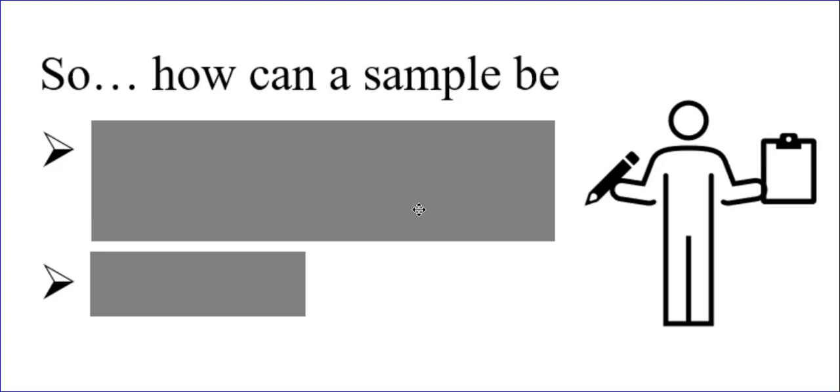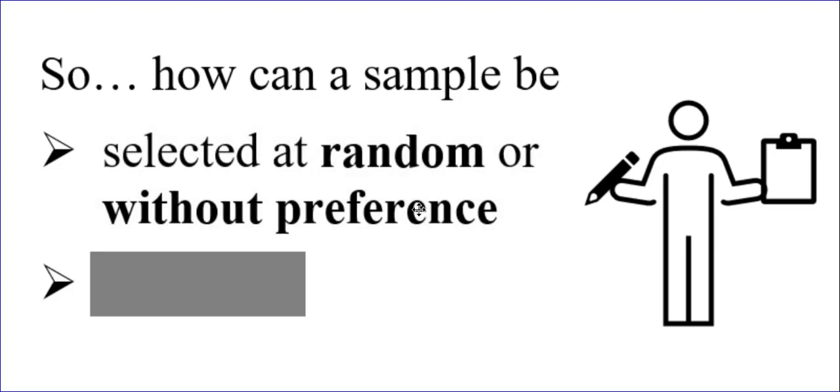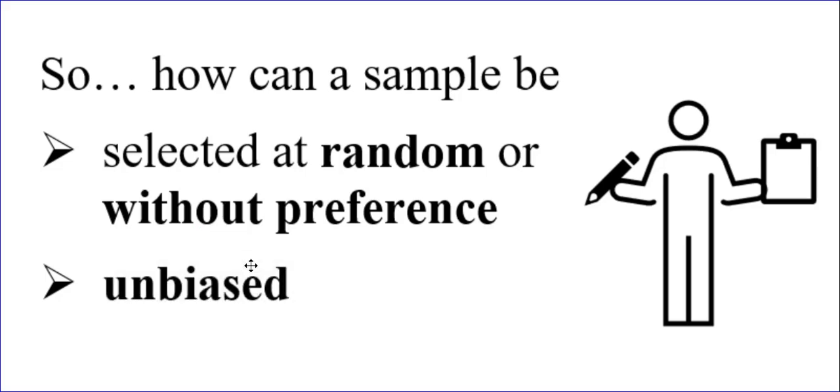So, how can we get our sample to be random or without preference so that it is ultimately unbiased? Well, I'm going to give you two examples of an unbiased sampling method. The first of which is called the simple random sample, which, as this picture suggests, is like putting all the names in a hat and just randomly picking them out. It doesn't have to be that way, but that's a very simple example of a simple random sample.